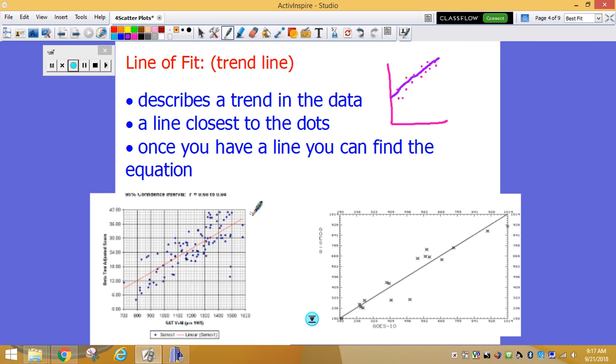Here's an example of one right here. It does not start at 0, 0. It's just a line that kind of goes through the middle of all of these dots. Same thing here. It's a line that goes through the middle of all of these dots. And it can be positive or negative. Let me show you. All my examples have been positive scatter plots. Let me show you a negative one. So if this was my scatter plot, the trend line for this scatter plot, again, would start here. And it's just going to go down kind of through the middle of those dots. Okay? So that's a line of fit or a trend line.